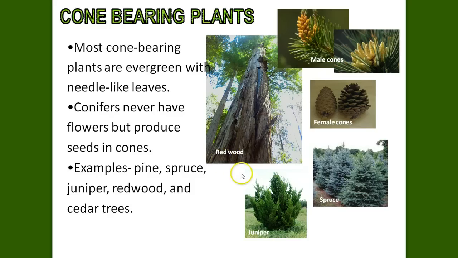Redwood looks like this. Juniper looks like this. Spruce. This is the difference between male and female cones. The male cone usually looks more elongated and thin, and the female cone looks like this before she's ready to open up, and when she opens up, these break off and they fly in the wind, and that's what some of the kids call helicopters.